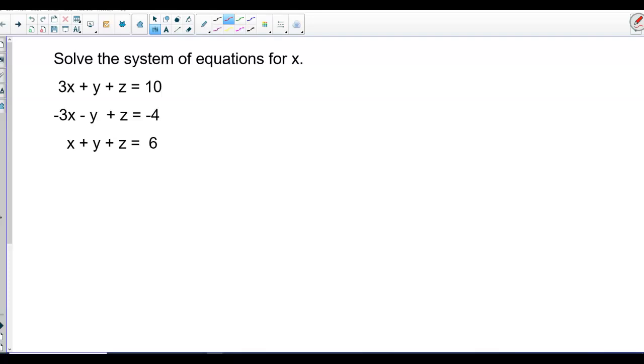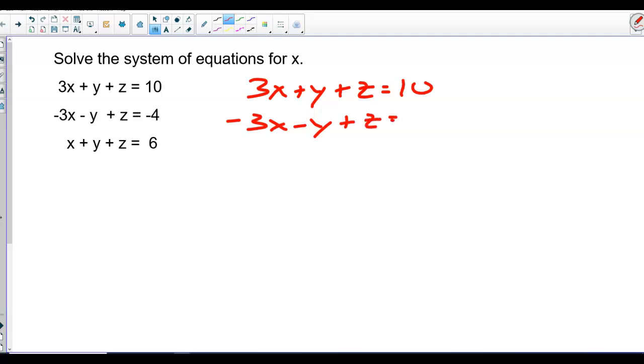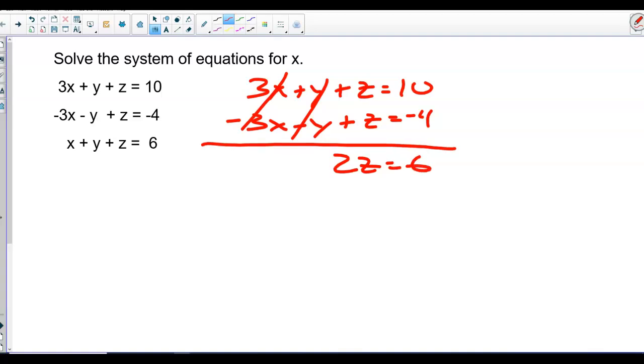Okay, systems of equations here. We're going to solve for x. Now, they created an easy system for you. If you take the first two equations here, we can get the letter z. Okay? 3x and negative 3x cancel, y and negative y cancel, and I'm left with 2z equals 6, so my z equals 3.